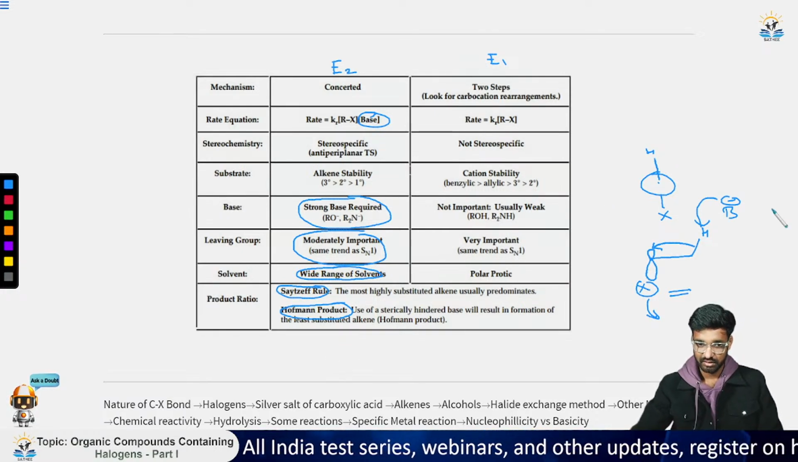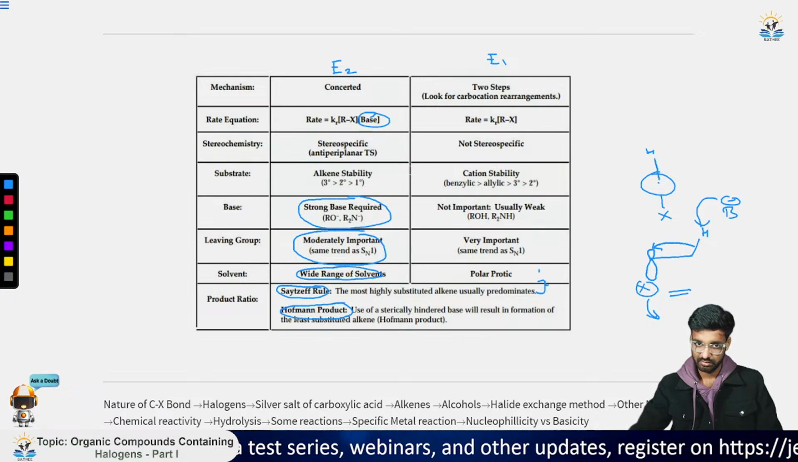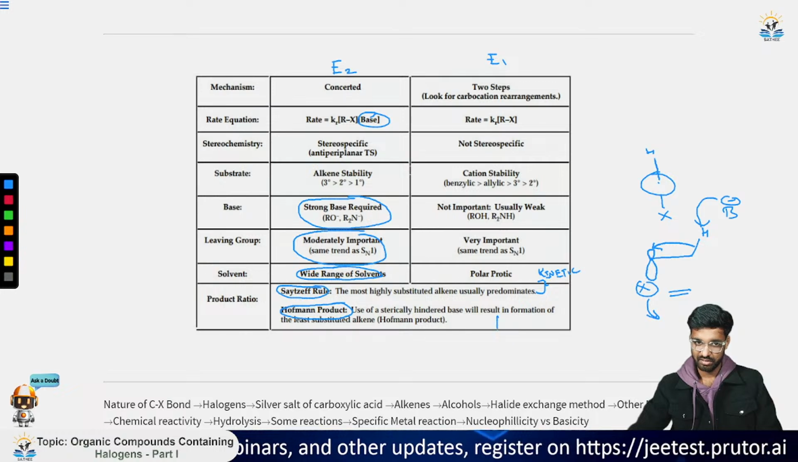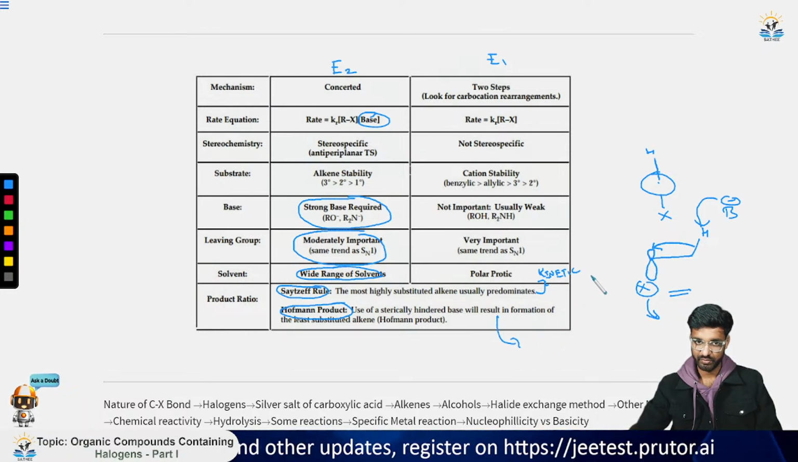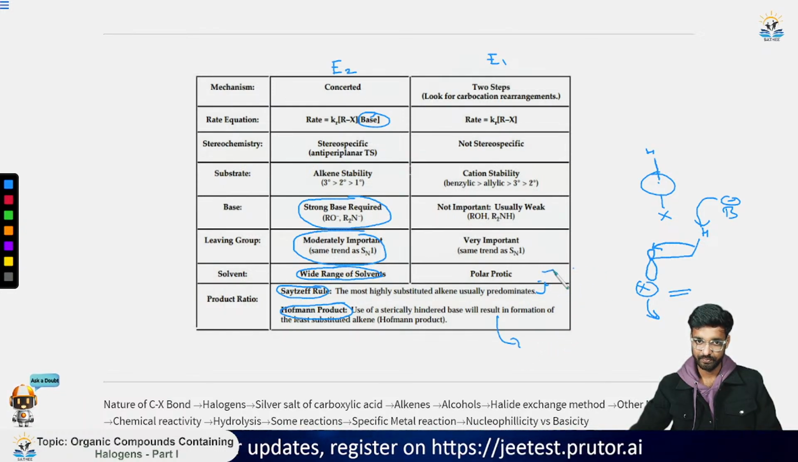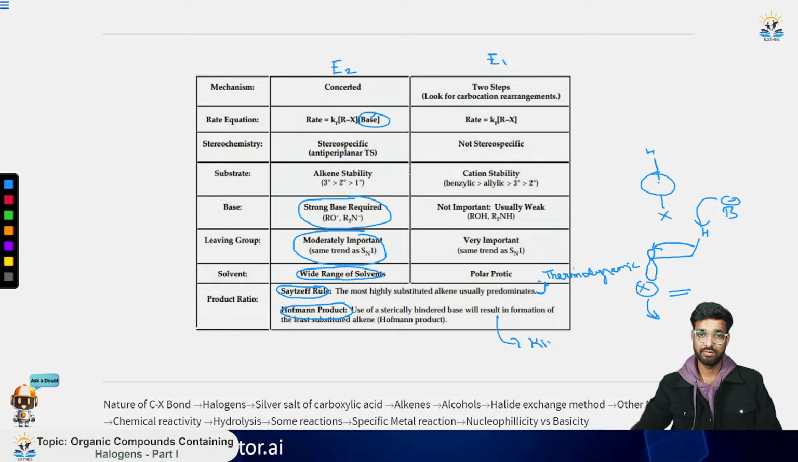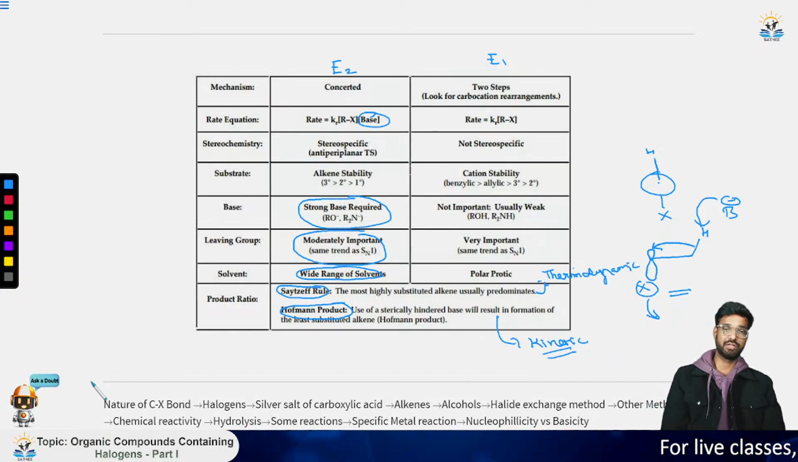This is just extra information I am giving you. Saytzeff is a thermodynamic product, because the product formed is more stable as it is highly substituted. Hofmann is a kinetic product, because it depends upon the steric hindrance on the reaction path.